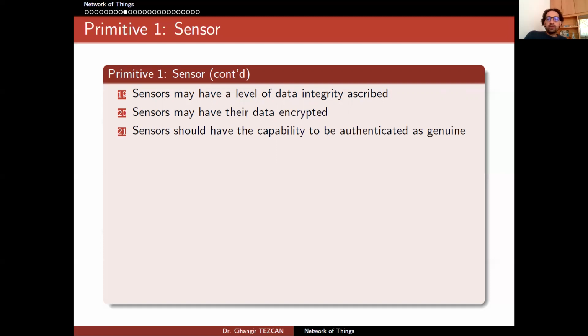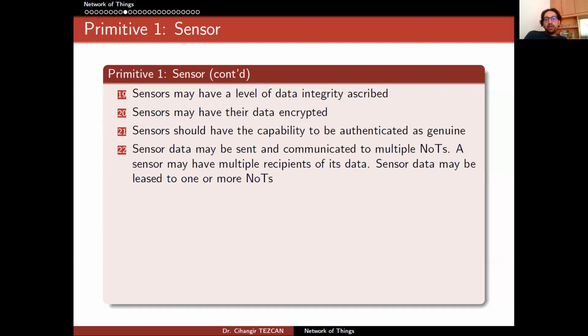Sensors should have the capability to be authenticated as genuine. This is important because if the device you are using is not genuine, then maybe it doesn't provide the capabilities that you were expecting. So actually, this is an important property that sensors should have. Sensor data may be sent and communicated to multiple nodes. A sensor may have multiple recipients of its data. Sensor data may be leased to one or more nodes.